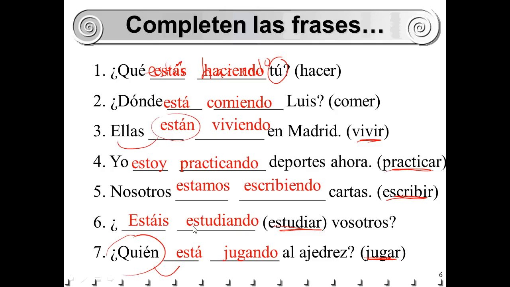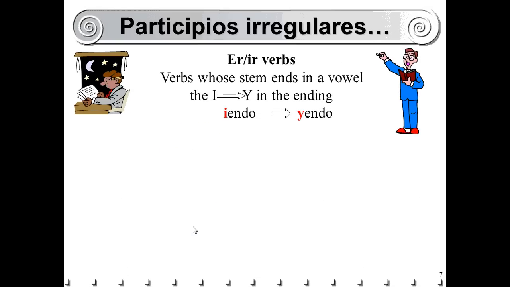Now we're going to do a couple of irregular parts. Okay? Verbs whose stems end in a vowel, the I changes to a Y in the ending. So if the stem ends in a vowel, you have to change the I to a Y. For example, we have leer, traer, oír, caer. Okay, you're going to write this down. Leer changes to leyendo.